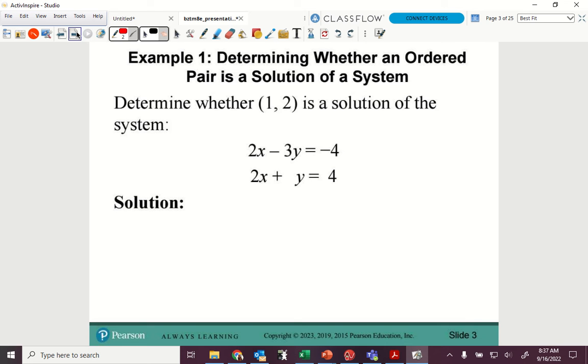Anyway, so the x is 2. I'm sorry, the x is 1. So what am I going to replace the x with? 1. The y value is what? 2. So what am I going to replace the y value with? Let's go ahead and do that. So I get two parentheses. The first one is going to be 1 minus 3 times the y value, 2. Does that equal negative 4?